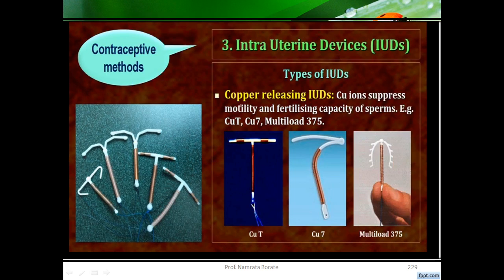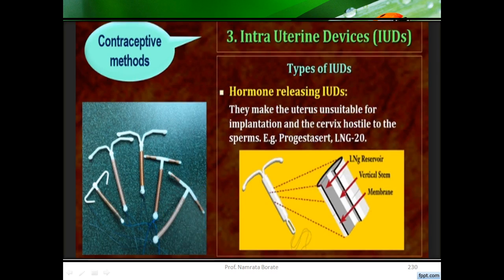The second one is the copper-releasing IUD. This one has a copper covering. The copper ions suppress the motility and fertilizing capacity of the sperms. There are three types of copper-releasing IUDs. The first one is the Cu-T, which is T shaped. This one is the 7 shape, that is Copper 7, and the last one is the Multiload 375.